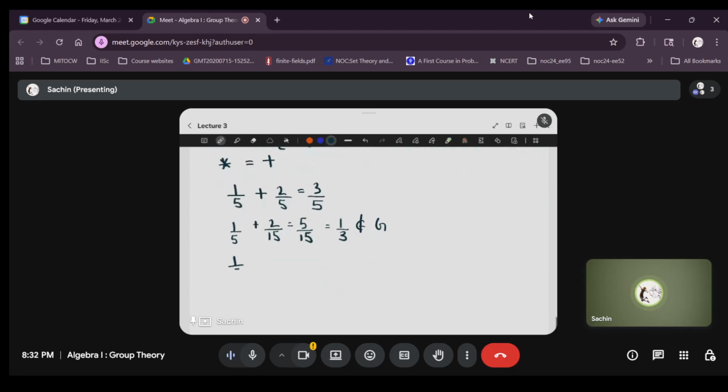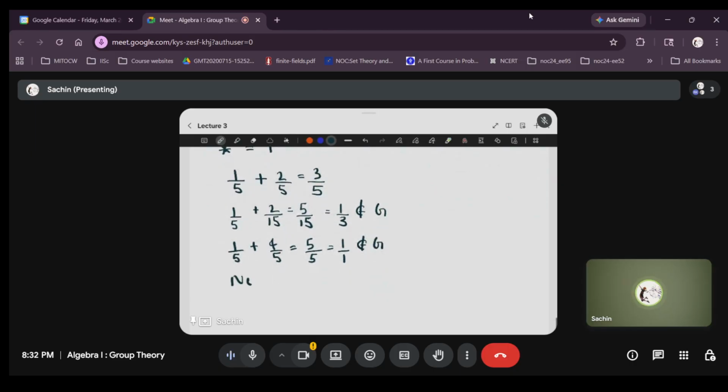Another example is simply take 1 by 5 and 4 by 5. That will be 5 by 5. This is 1 by 1. Yeah, since we have to write in the lowest terms. And 5 does not divide 1. So this is not closed. So not a group.